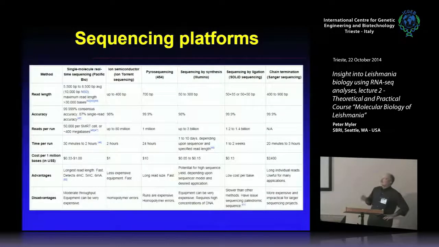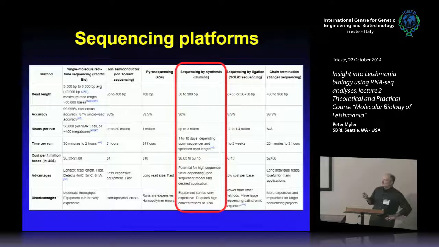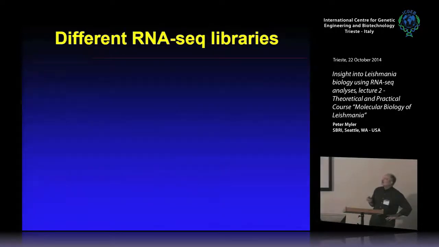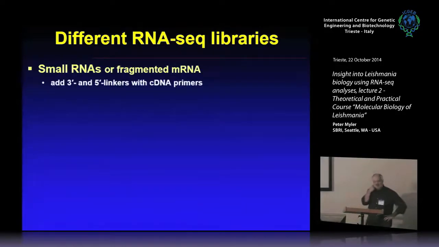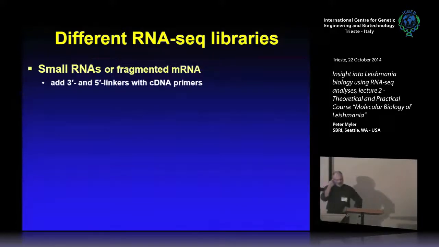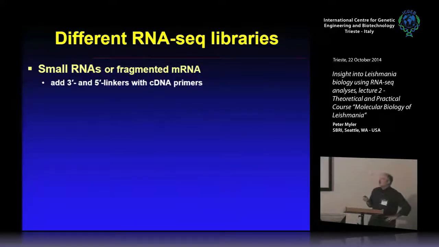Okay, so again, I'm just telling you which platforms are available, and most RNA-seq is going to be done using the Illumina platform for reasons of cost and throughput. Now, there are several different ways that you can make your libraries, and you will use these to do different things, but you can make your libraries from fragmented messenger RNA, or you can specifically make them from small RNA that's already small enough to sequence.